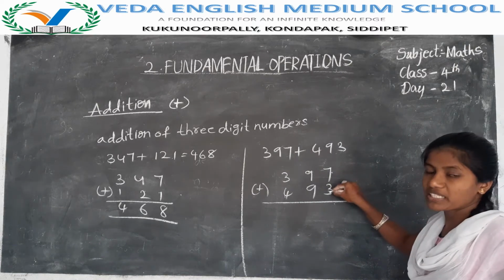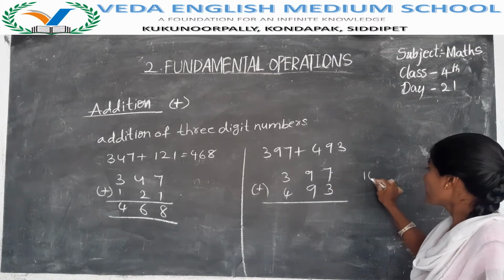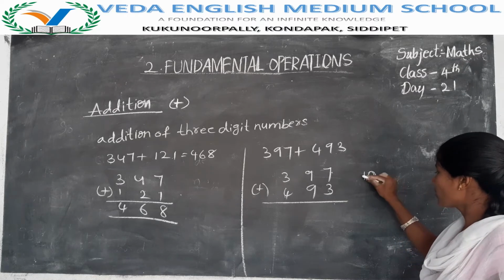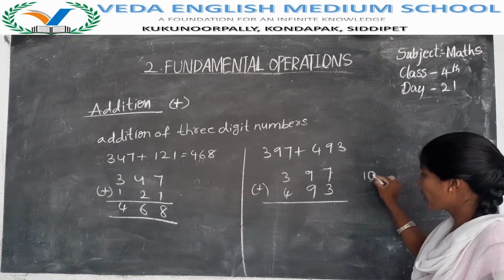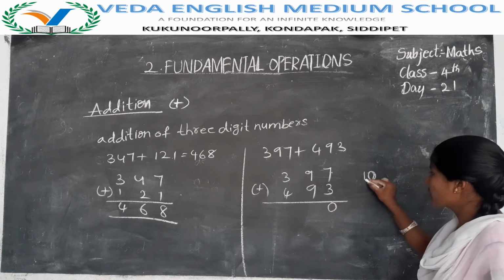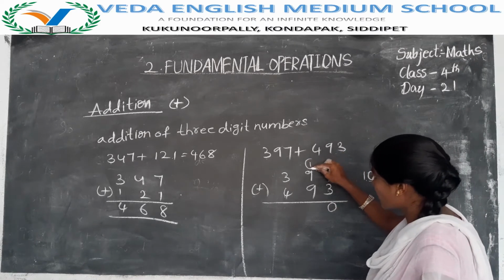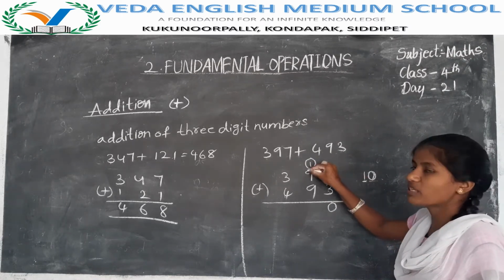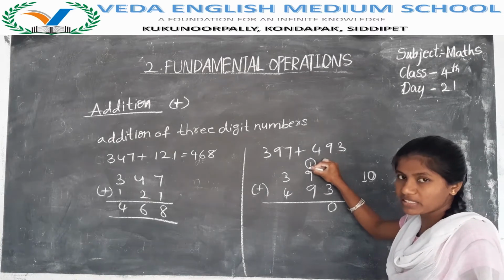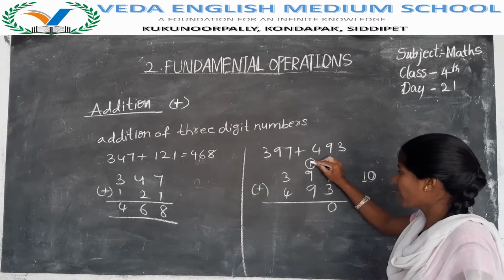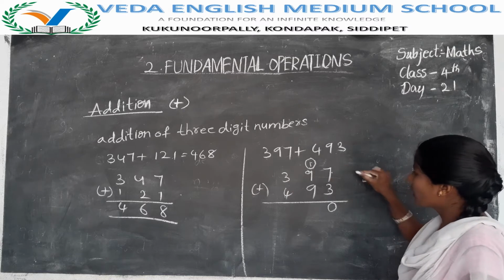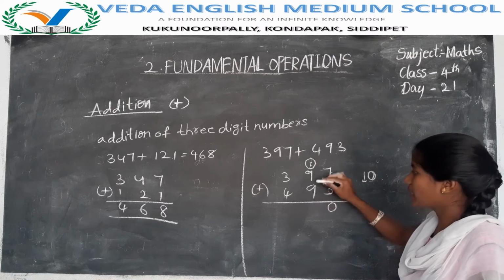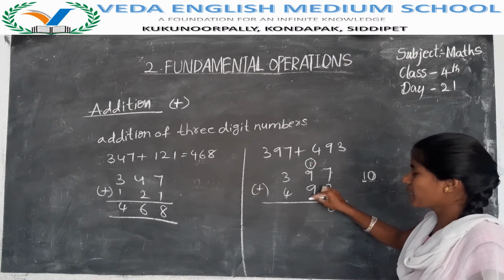Add 7 plus 3. 7 plus 3 gives 10. 10 is a 2-digit number. If you get 2 digits, then the ones place number you have to write in the answer. Tens place number becomes carry to the next number. Ones place number నేమో answer లో రాయాలి. Tens place లో number next number కి carry రాయాలి. Here the next number is 9. So 1 becomes carry to the 9. Now if you add this, you have to add carry also. Carry ని కూడా add చేయాలి. 9 plus 1 is 10. 10 plus 9 is 19.